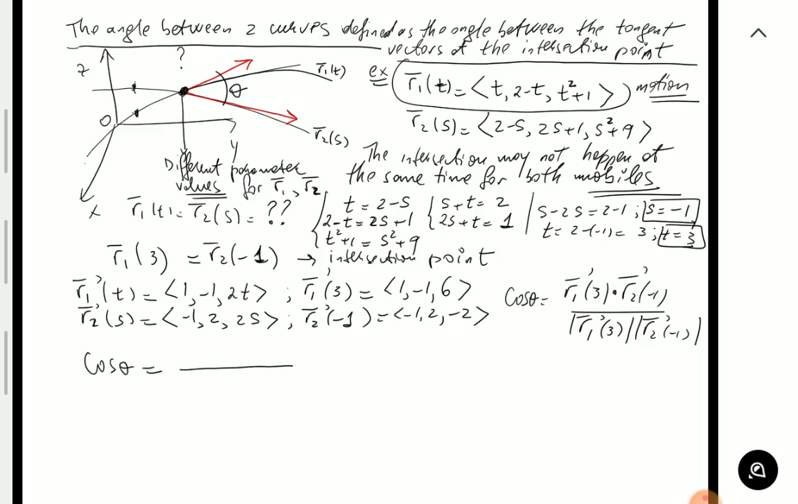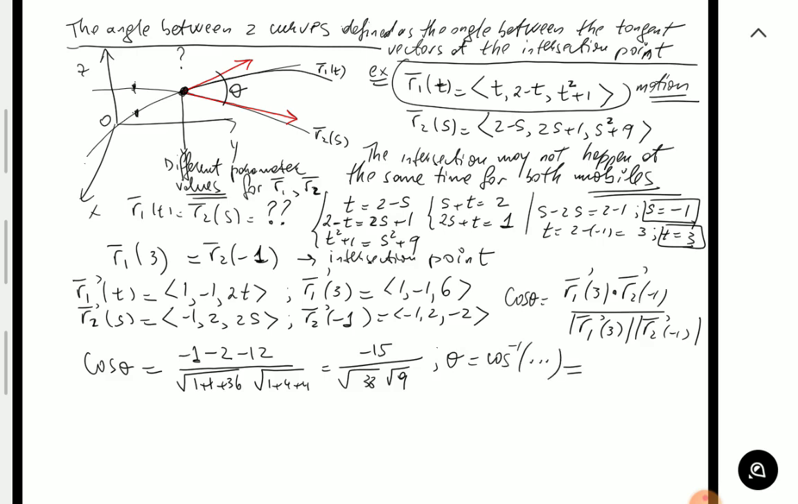Alright, so what is the dot product? 1 times minus 1, plus minus 1 times 2, plus 6 times minus 2. Magnitudes are square root of 1 plus 1 plus 36, and square root of 1 plus 4 plus 4. I checked this ahead of time. Check it yourself with the calculator. Use the inverse cosine of this quantity. This should be equal to approximately 144 degrees.